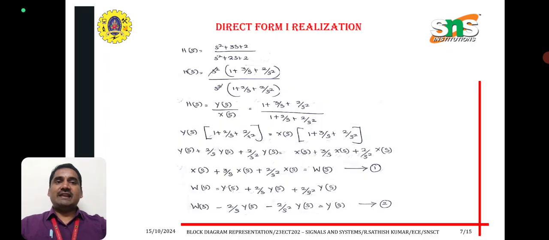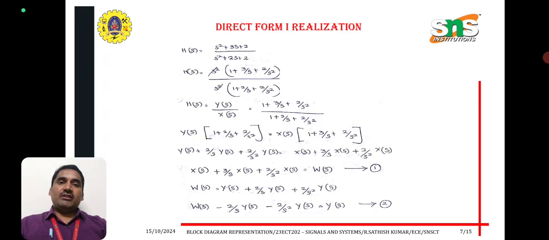Now we can see the direct form 1 realization. H of s is equal to s square plus 3s plus 2 divided by s square plus 2s plus 2. We can take s square as common: 1 plus 3 by s plus 2 by s square, divided by 1 plus 2 by s plus 2 by s square. Therefore, H of s is equal to Y of s by X of s. Therefore, Y of s multiplied with 1 plus 2 by s plus 2 by s square is equal to X of s multiplied with 1 plus 3 by s plus 2 by s square.